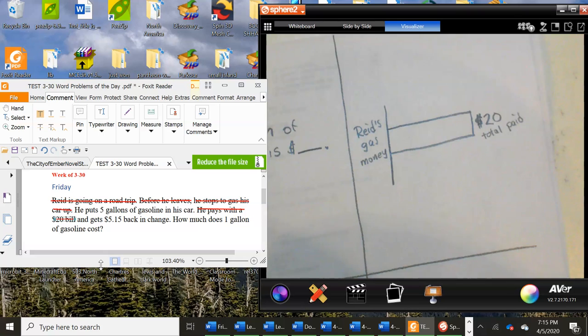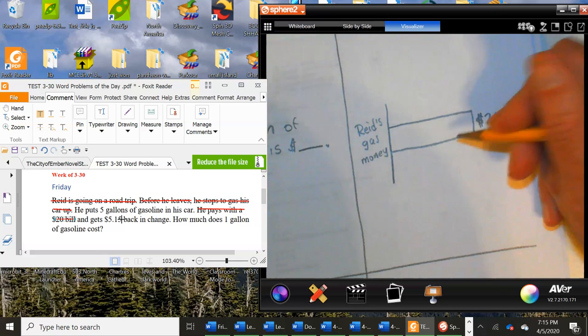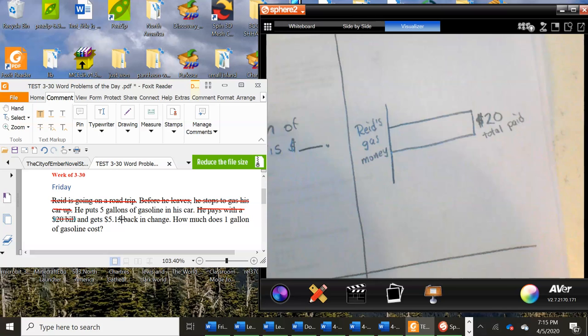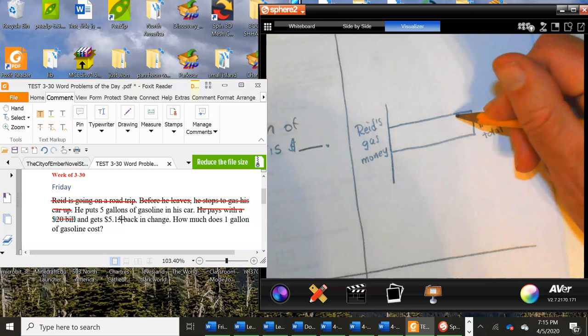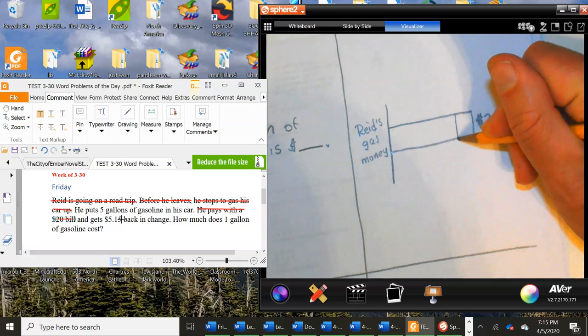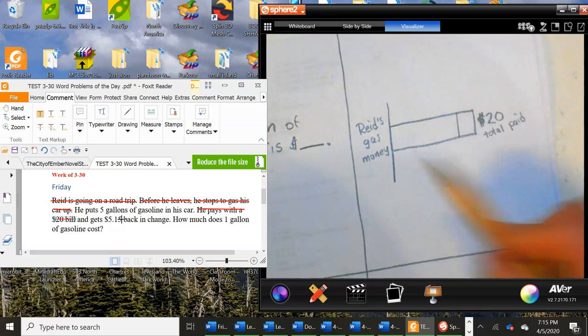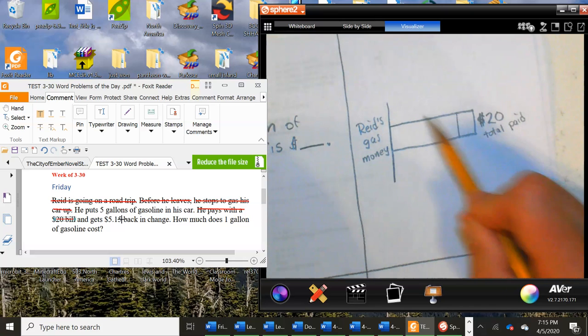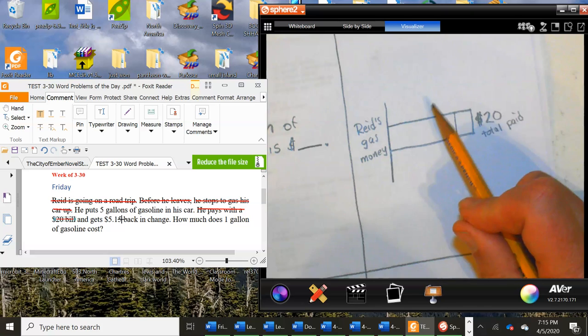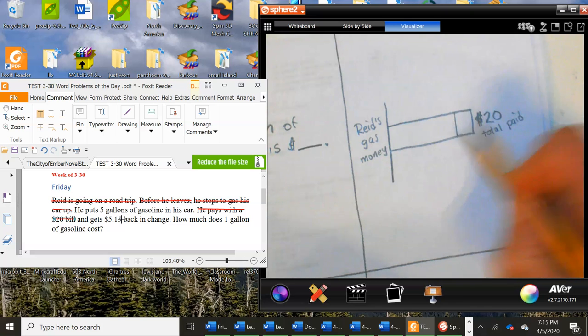Now, if I keep going, it says, and gets $5.15 back in change. So that means he didn't use all of the money for gas. He got some of it back. So I'm going to go at the very end here, and now $5.15 is about a quarter of $20. So I'm going to put it right about here. Check your unit bar, boys and girls, and make sure that you didn't make this a huge part of the $20. It should be a fairly small amount.